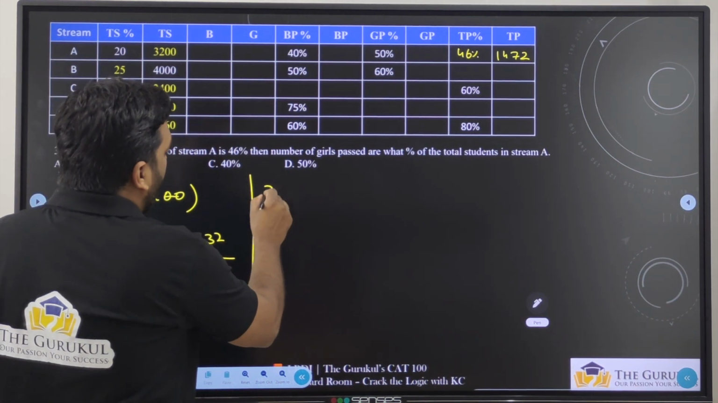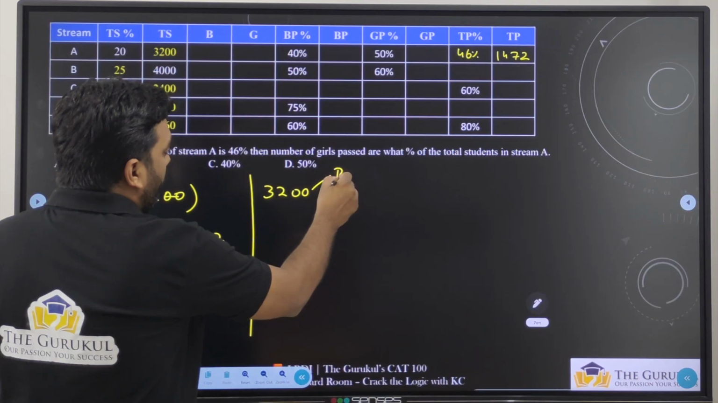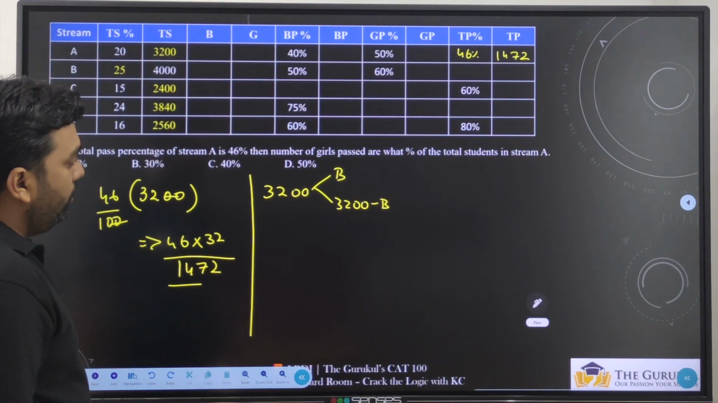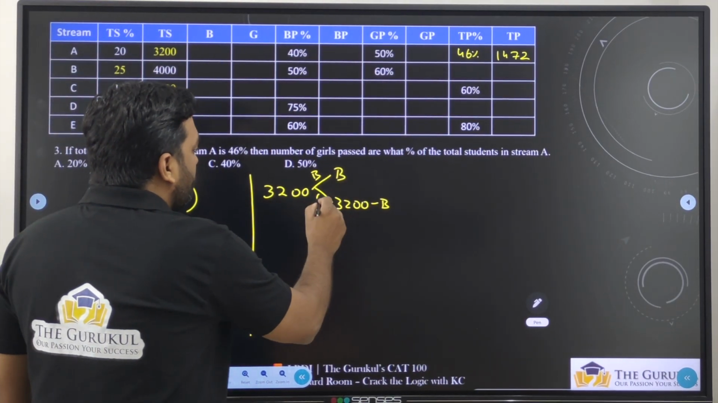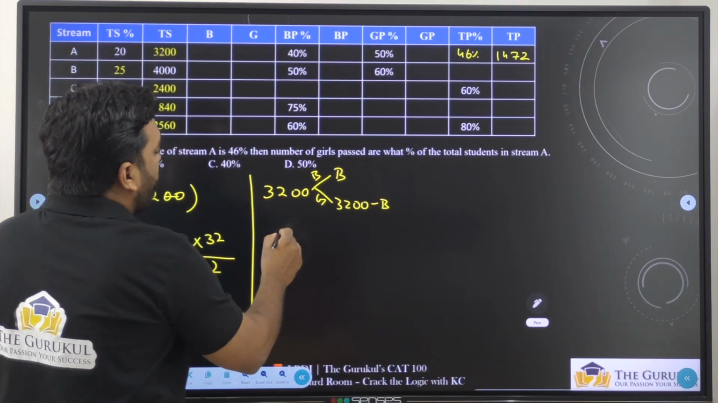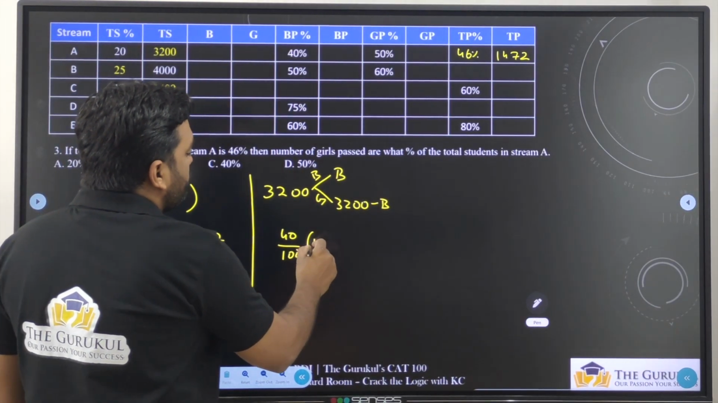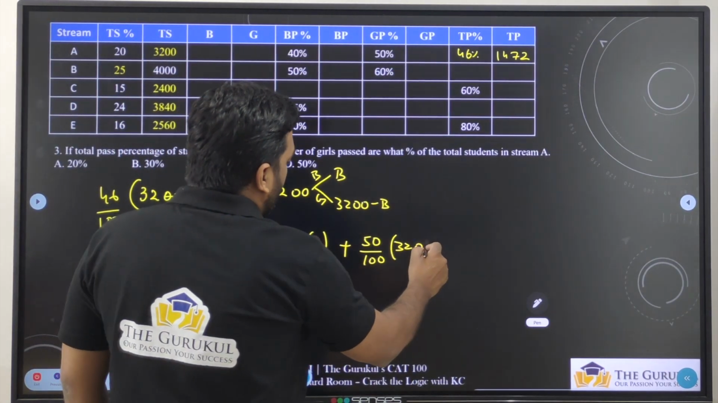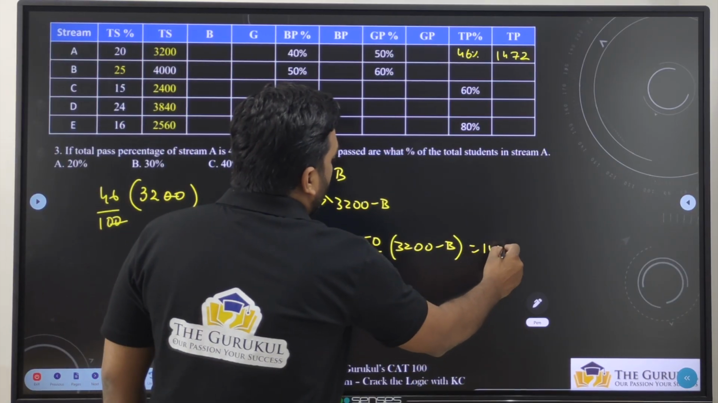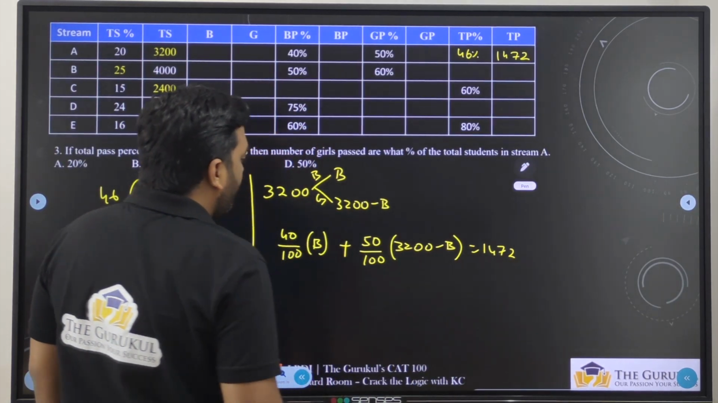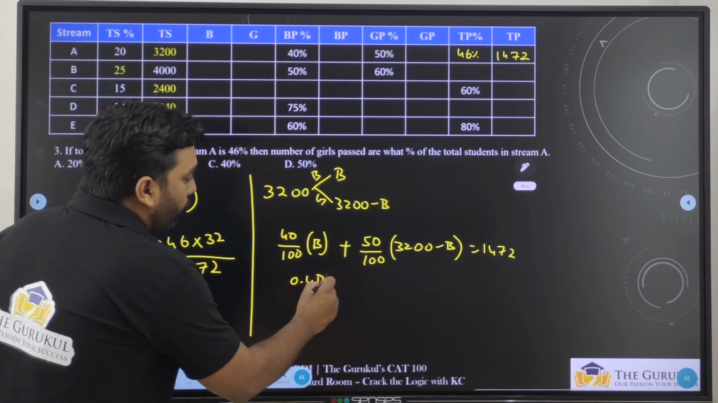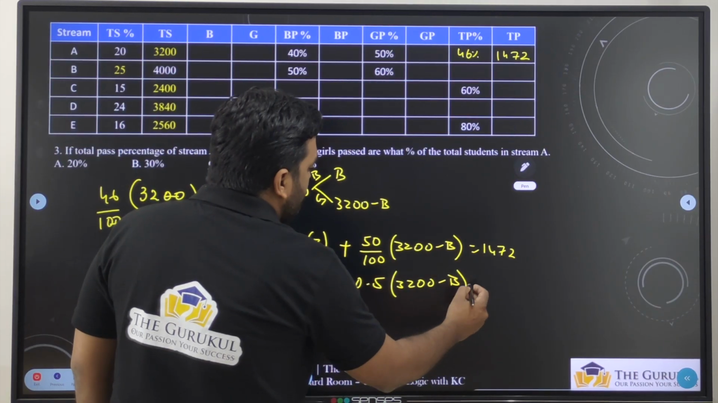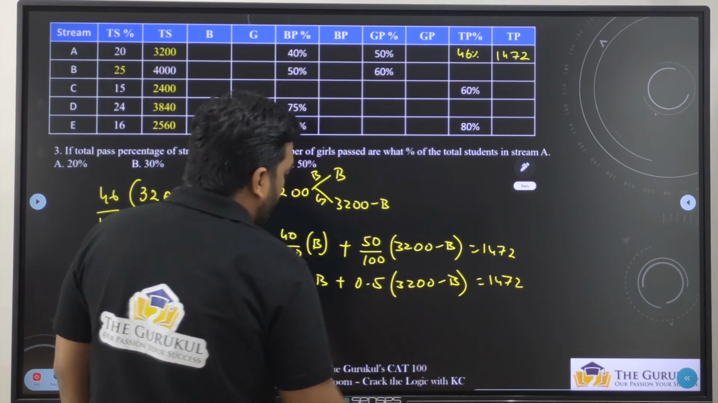Okay, in stream A, out of 3200 people, if B are boys, 3200 minus B are girls. This is boys category, this is girls category. So out of boys 40%, so 40% of B plus 50% of 3200 minus B equal to 1472. This will be 0.4B plus 0.5 into 3200 minus B, which is equal to 1472.